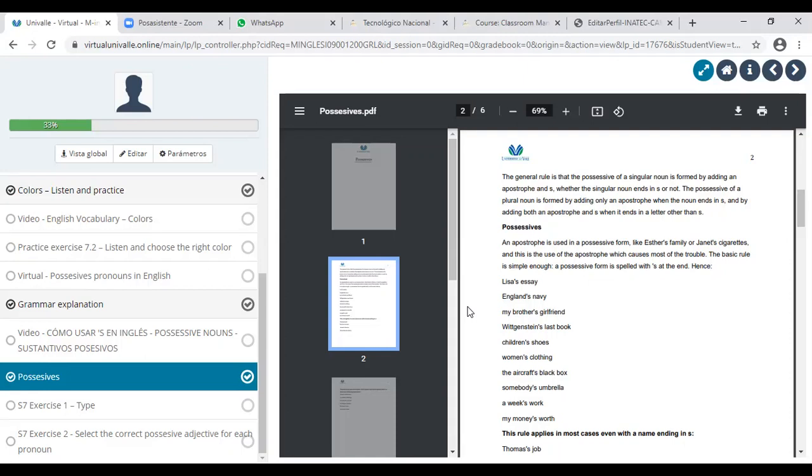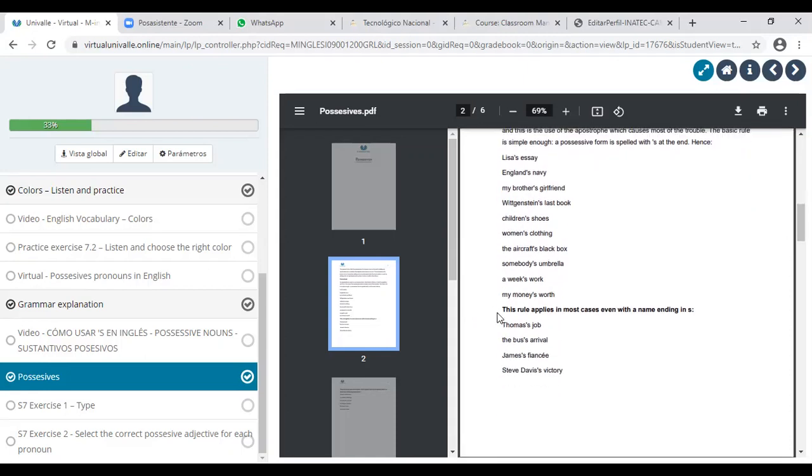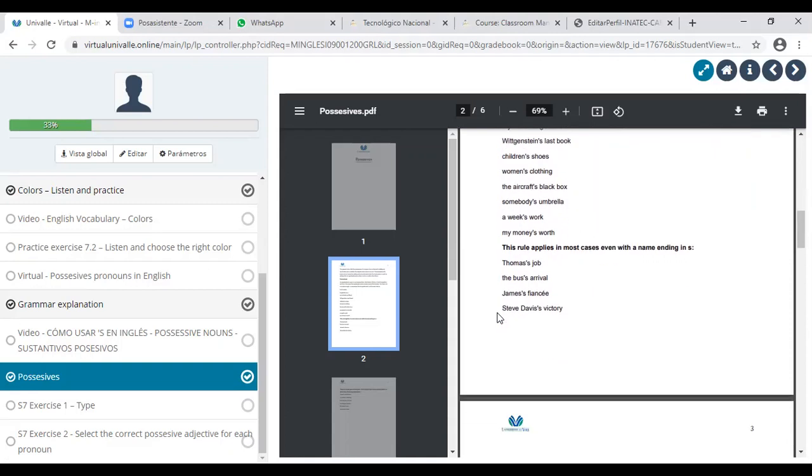Okay, and here we have some rules. This rule applies in most cases, even with a name ending in s. Igual, muchachos, tenemos reglas gramaticales y una de estas reglas es aplicable en la mayoría de casos cuando un nombre termina con S. Únicamente agregamos una vez más el apóstrofe y la S. Example: Thomas's job, el trabajo de Thomas. The bus's arrival, la llegada del bus. James's fiancé, Steve Davis's victory.